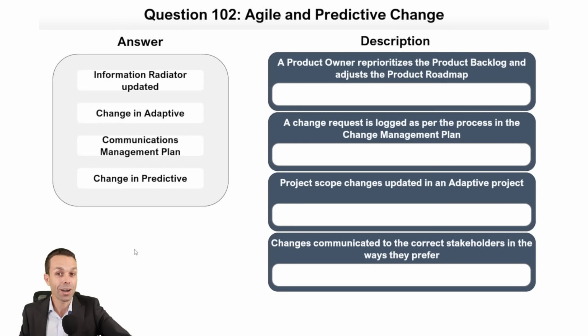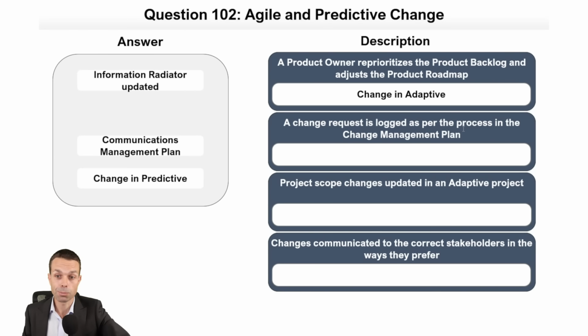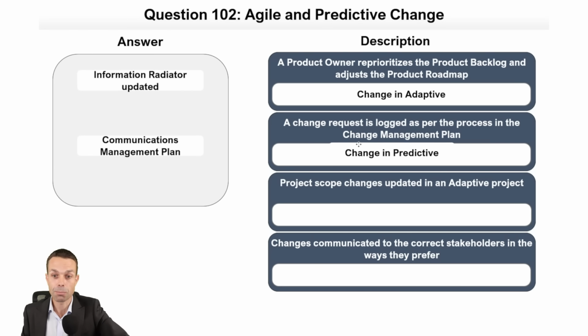All right, agile and predictive change methodologies. If a product owner reprioritizes the product backlog and adjusts the product roadmap, that is change in an adaptive way of work or an agile way of work. If a change request is logged as per the process in the change management plan, that's change in a predictive way of work. Project scope changes updated in an adaptive project.